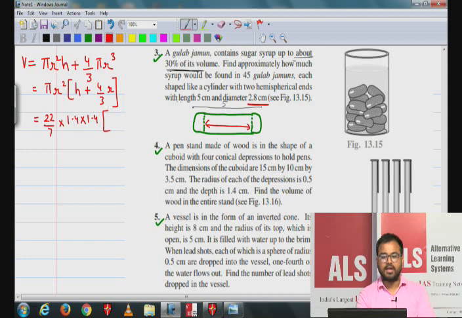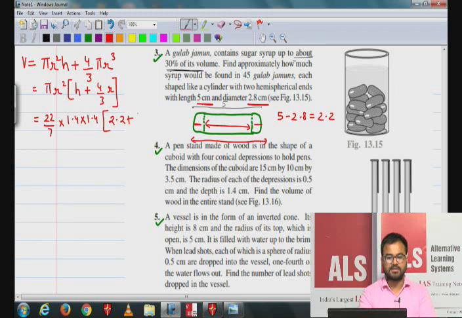It says the length is 5 centimeter. 5 centimeter means that complete thing. This complete length is 5. So you have to subtract the radius of both the hemispheres from this 5. 1.4 and 1.4. So you have to subtract 2.8 from 5. So 5 minus 2.8 will be 2.2. So 2.2 is the height for that cylindrical part, right? So you can write 2.2 plus 4 by 3 r, the radius is 1.4. This is the expression.